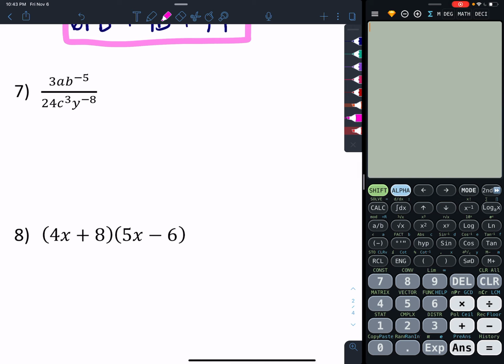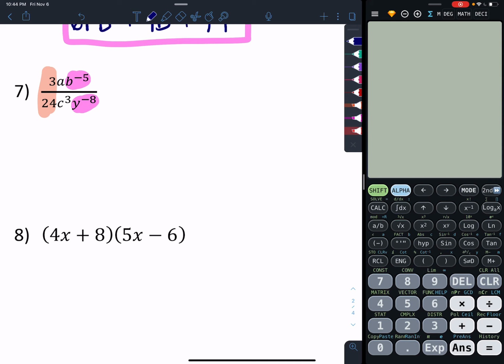Okay, for number 7. This is dealing with negative exponents, so we need to take these negative exponents and move them so that they become positive. So I'm just going to highlight all my pieces with the negative exponents. My b is the base of a negative exponent, my y is also the base of a negative exponent, and the only other thing that I can do here is reduce this number. So 3 over 24, that can get reduced. So we can start with that.